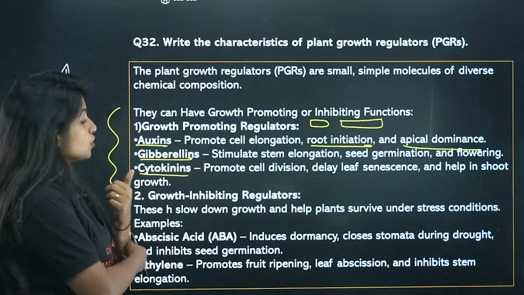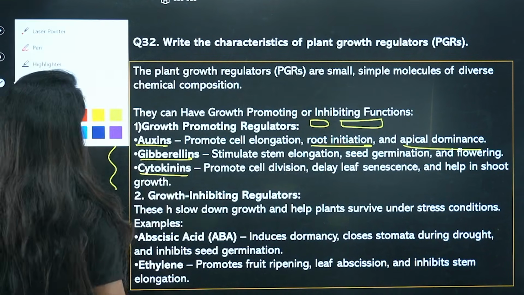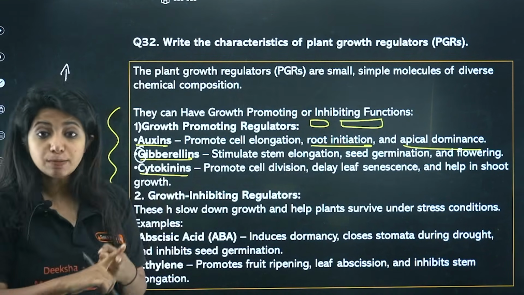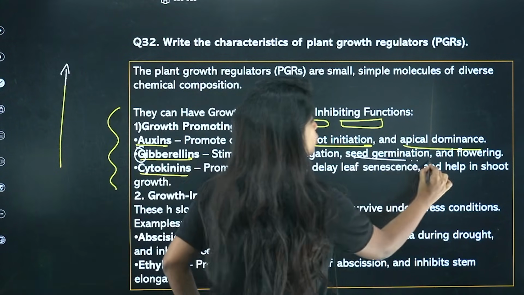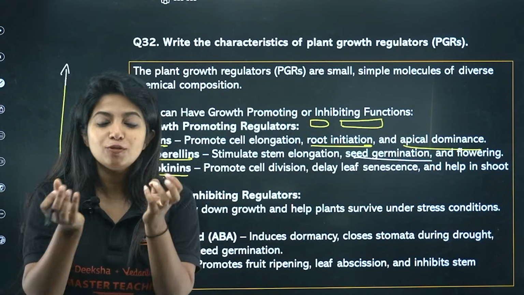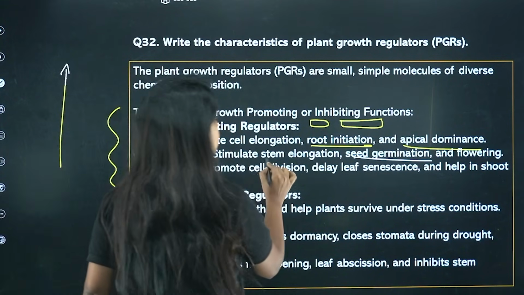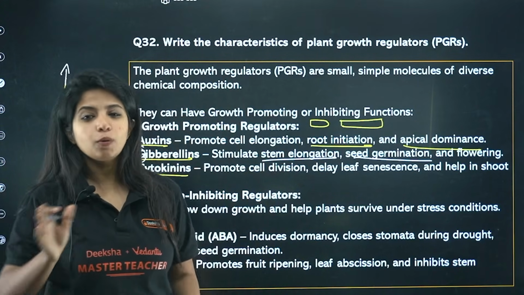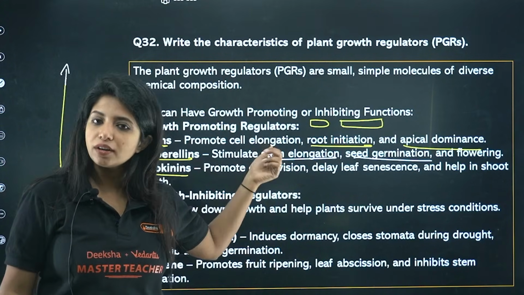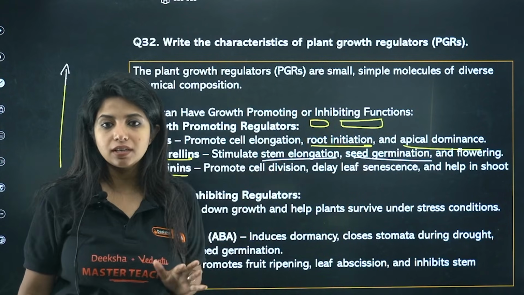Now gibberellin: G for gibberellin and G for germination, my dear children. It helps in the germination of the seeds out there. Apart from that, it also helps in flowering. So the flowering blossoms out there are because of gibberellin. Apart from that, they also help in stem elongation. So both of them are involved in elongation: one in cell elongation, here it is stem elongation. And yes, seed germination and also flowering are by gibberellin.